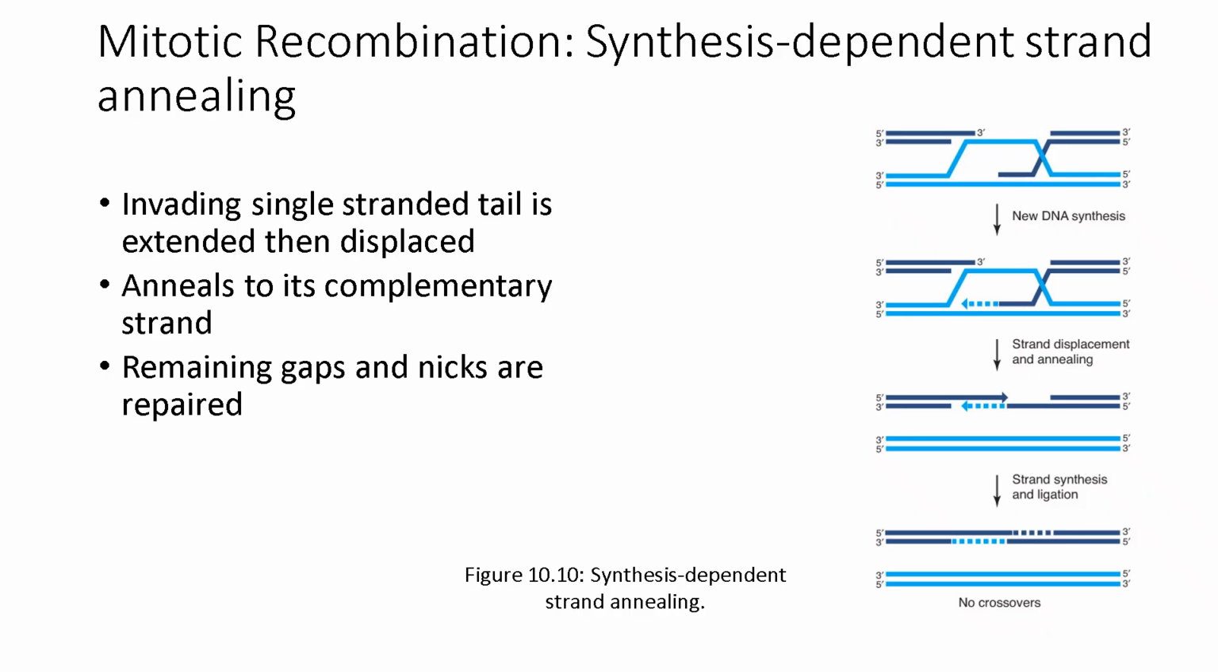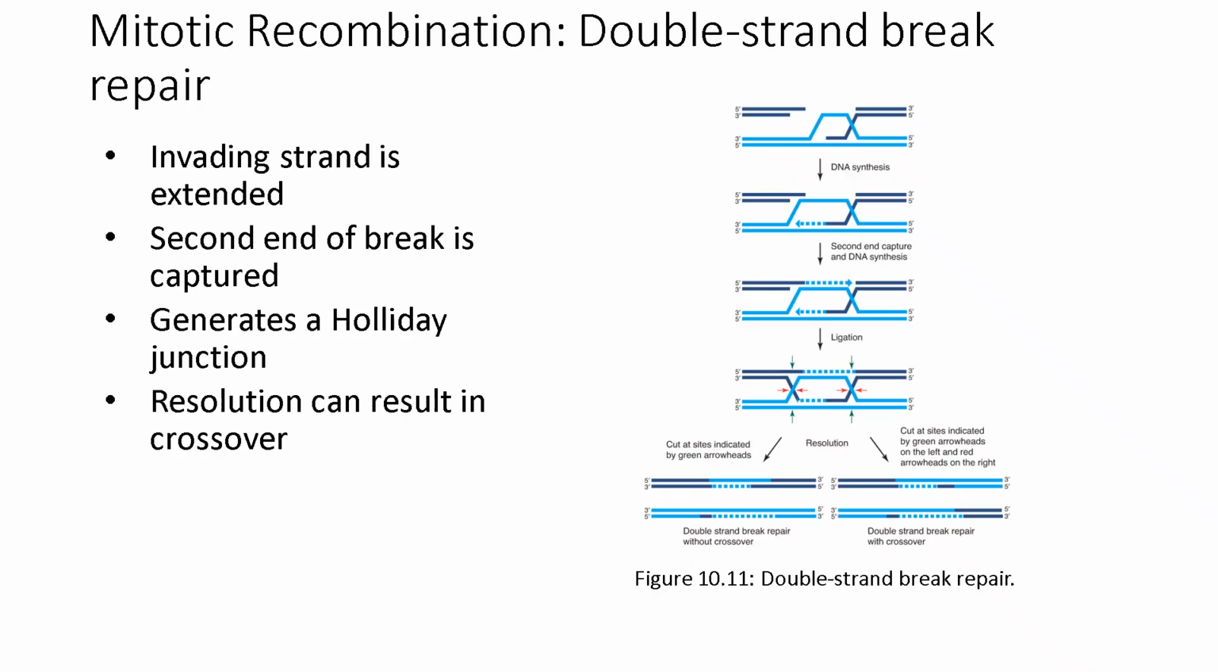The remaining gaps are filled and nicks are sealed. This pathway restores the original sequence without generating crossovers, making it a conservative and safe repair strategy. In contrast to synthesis-dependent strand annealing, the double-strand break repair pathway involves capturing both ends of the broken DNA.